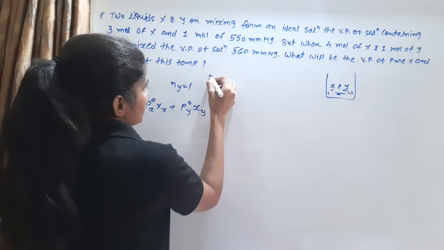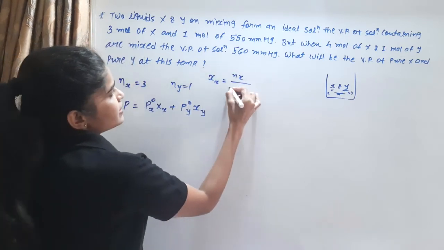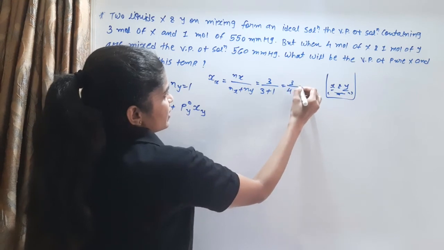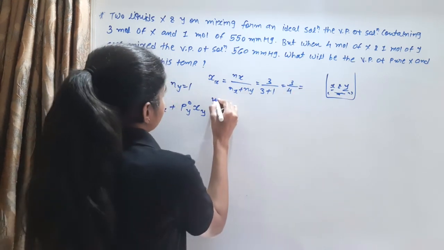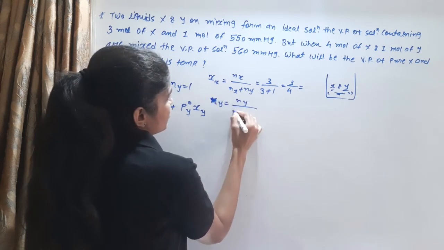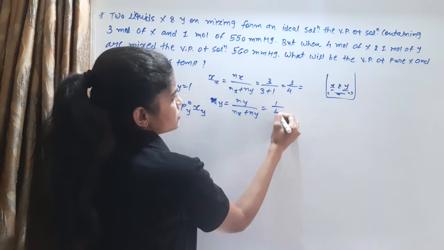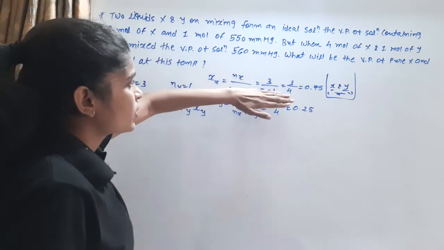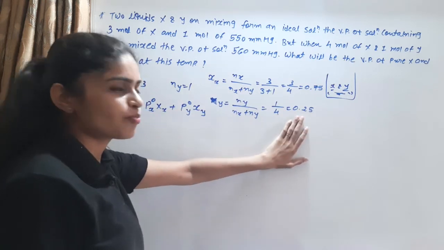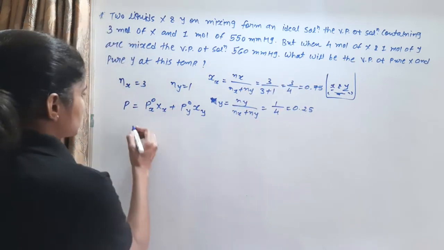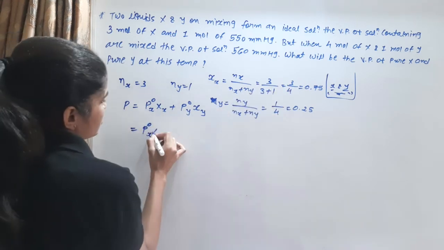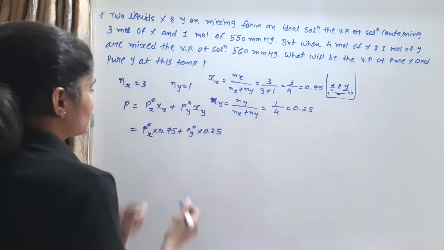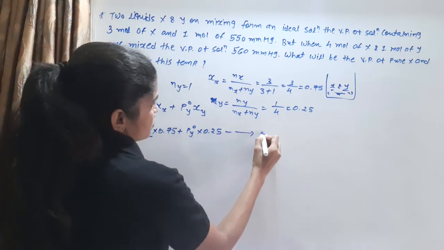Mole fraction X is equal to NX divided by NX plus NY. So NX is equal to 3, plus 3 plus 1, so this is 3 divided by 4, that is 3 by 4. Next, XY is equal to NY divided by NX plus NY, so 1 by 4. So this is 0.25 and this is 0.75. Or find out only one value and 1 minus 0.75, so its value is 0.25. Put this value in this equation: P0X times 0.75 plus P0Y times 0.25. The P total value given is 550. This is equation A.